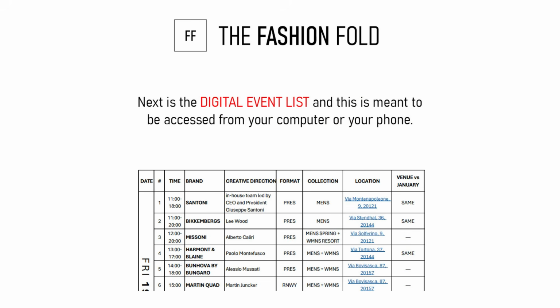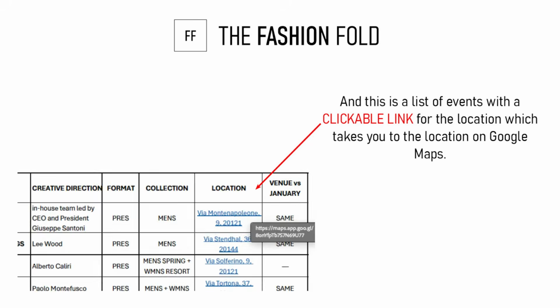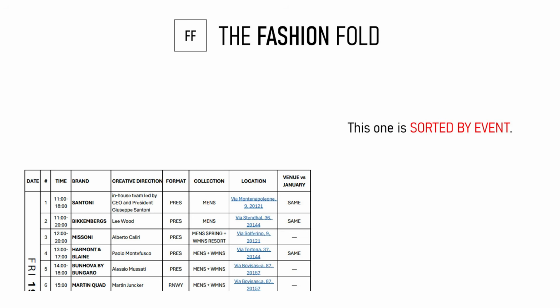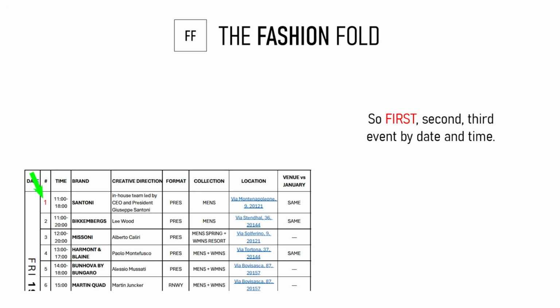Next is the digital event list, and this is meant to be accessed from your computer or your phone. This is a list of events with a clickable link for the location, which takes you to the location on Google Maps. This one is sorted by event, so first, second, third event by date and time.